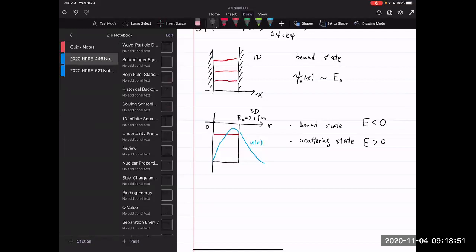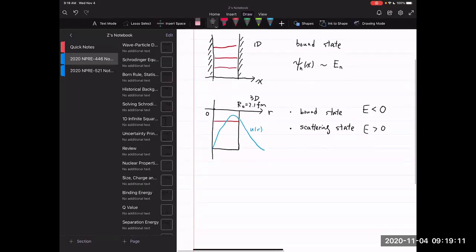In general, we consider not only the S wave, but also all the other waves, the P wave, D waves. But the S wave is really the leading term. In fact, most of the time, only considering this term is already enough to describe the scattering process.